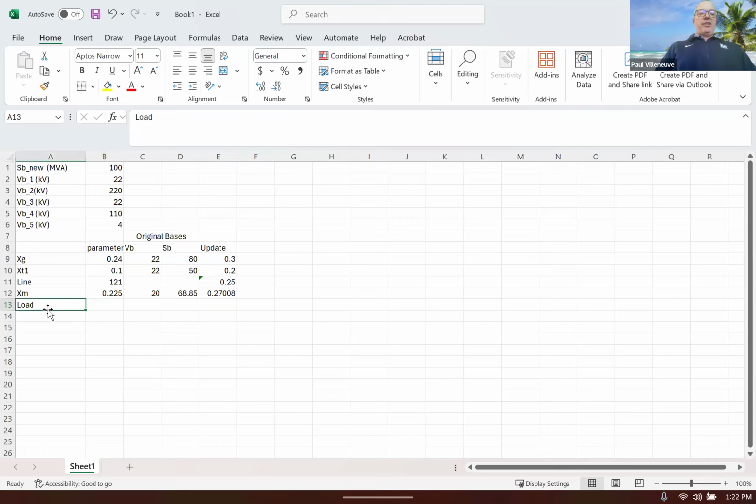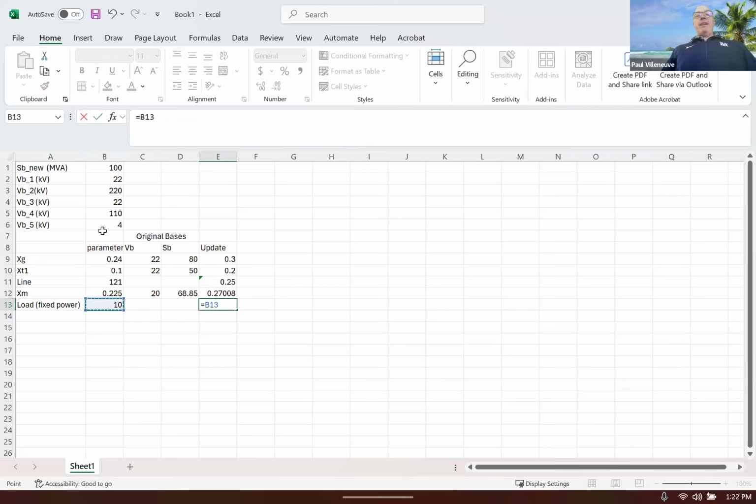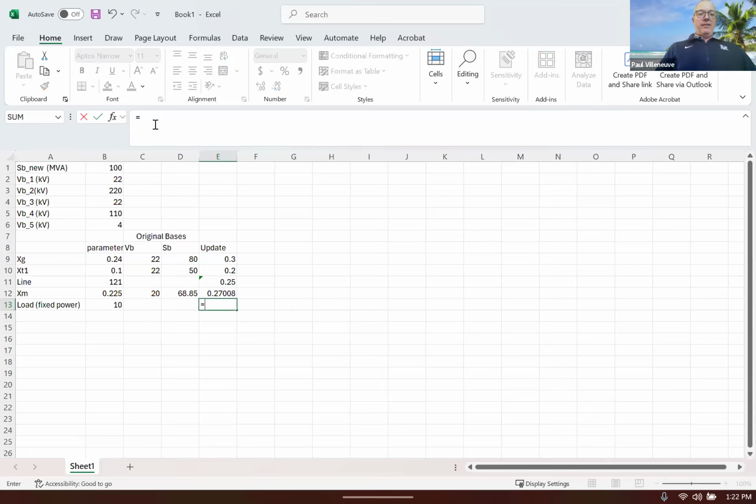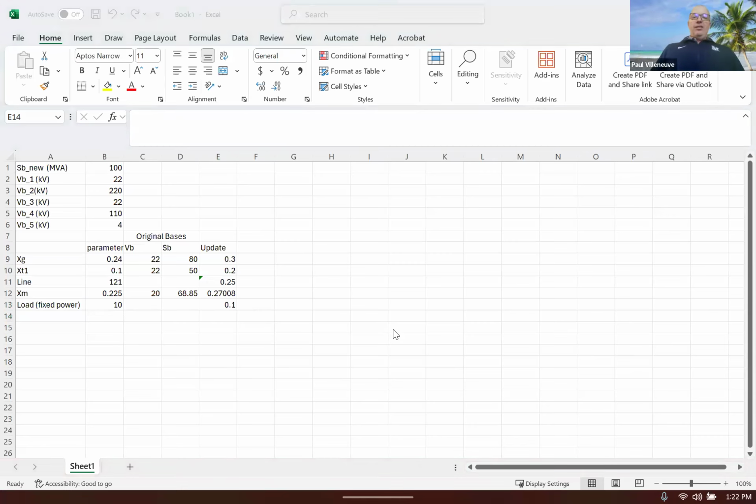So I'm going to actually put this as a note. So its original value is 10 megavar, right? So that's 10. And all we need to do is divide the 10 megavar by our S base value. Whoops, why didn't that calculate? Equals this divided by this. So that's going to equal 0.1. And it's going to be J.1 here.